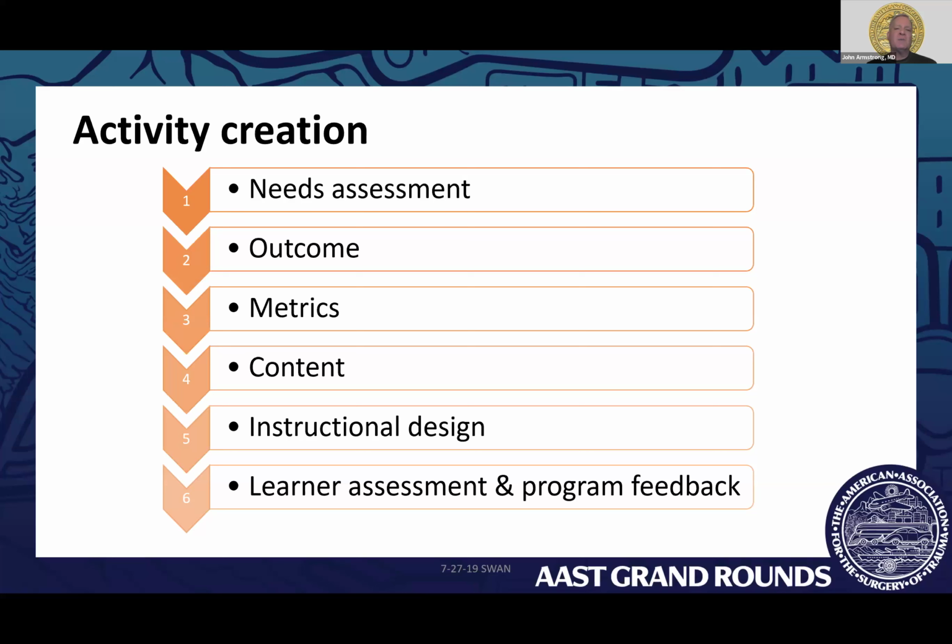So if our objective is to address this gap, we proceed through activity creation for education. We start with the needs assessment, which is the gap just outlined. Then we look at what we really want to have happen based upon this education and training. What are the metrics for the program? What content should go into the delivery through instructional design? And then finally, how do we assess learners and how do we look at the program and make the program better? So this has been the model that E-DMEP has used.